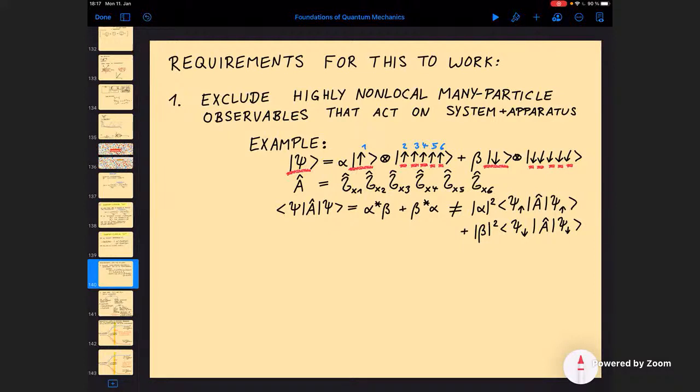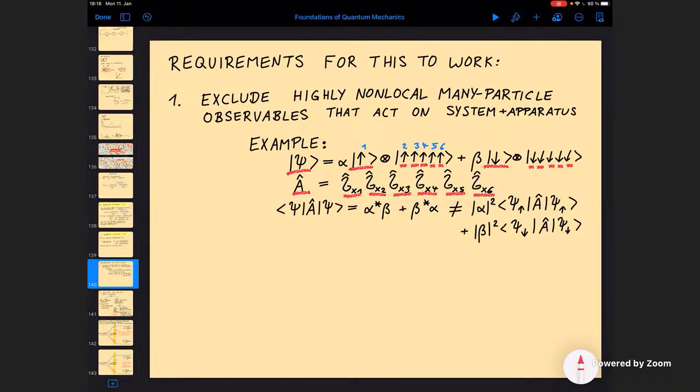And now let's have this funny observable, which consists of a string of sigma x operators. You remember sigma x flips the spin up to down and down to up, and it acts simultaneously on spins 1, 2, 3, 4, 5, and 6. And there's a product between them. So I really take a product sign, not a minus, but a product sign. So it's a product string of operators. That makes it very hard to construct actually, but it's not completely excluded. So if you go to a person building quantum computers nowadays and tell them, oh, I would need to measure this observable, they can tell you, yes, it's hard, but I have a way for you to construct this.